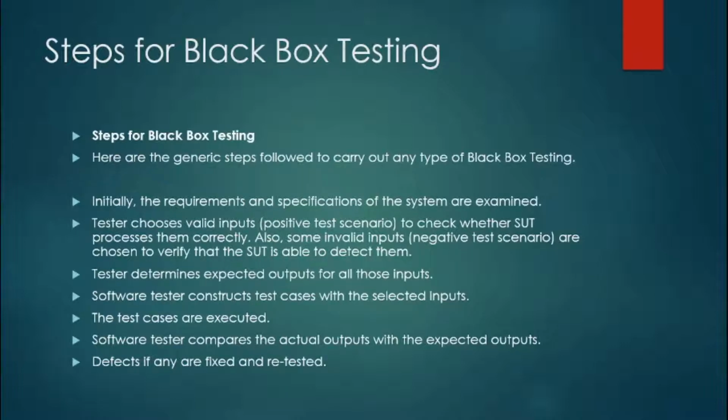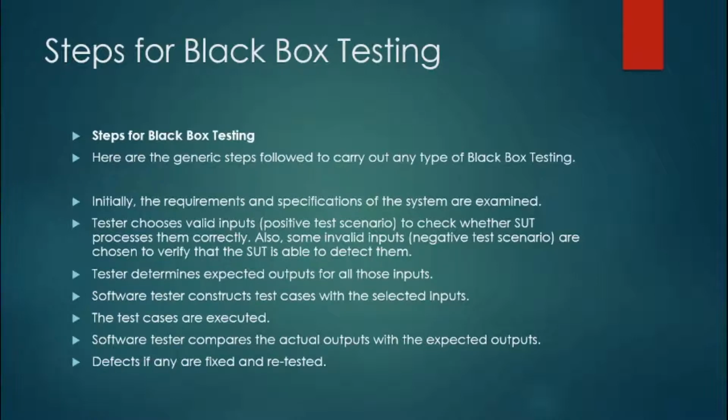It's very obvious that if I provide you valid input or valid test data, then you can determine the correct output. But if I provide invalid input, then you can derive the invalid or unexpected results. Now the software tester constructs test cases with the selected inputs. There can be multiple permutations and combinations, but you can select some particular cases. Then the test cases are executed.